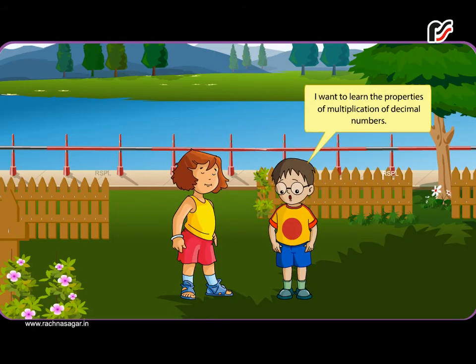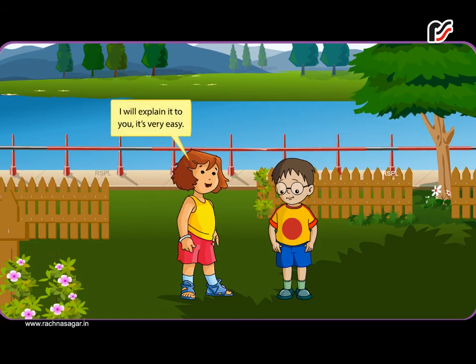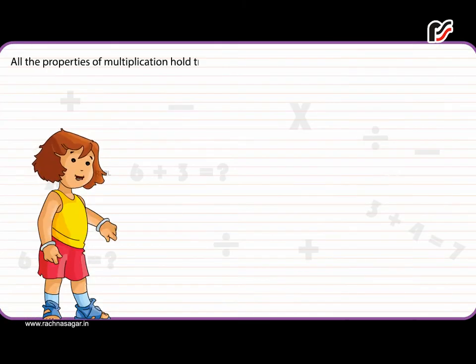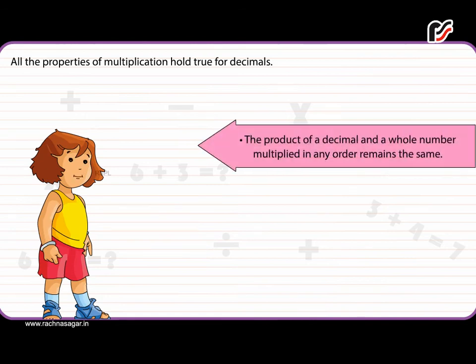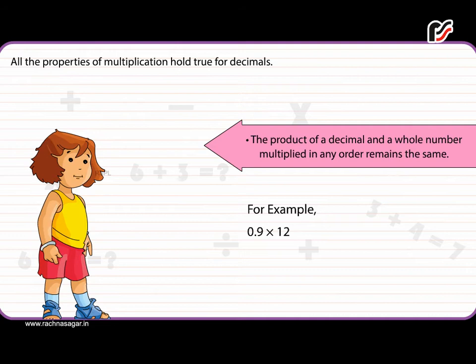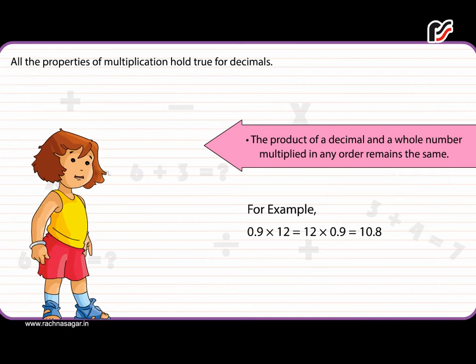Properties of multiplication of decimal numbers. I want to learn the properties of multiplication of decimal numbers. I will explain to you. It's very easy. All the properties of multiplication hold true for decimals. The product of a decimal and a whole number multiplied in any order remains the same. For example, 0.9 multiplied by 12 is equal to 12 multiplied by 0.9 is equal to 10.8.